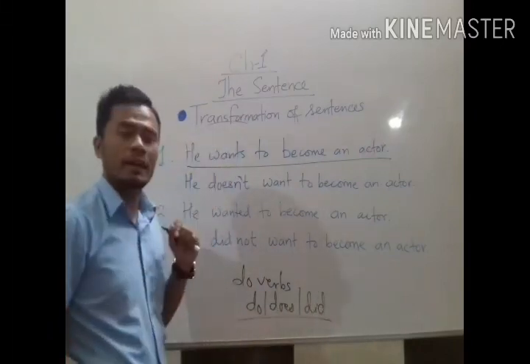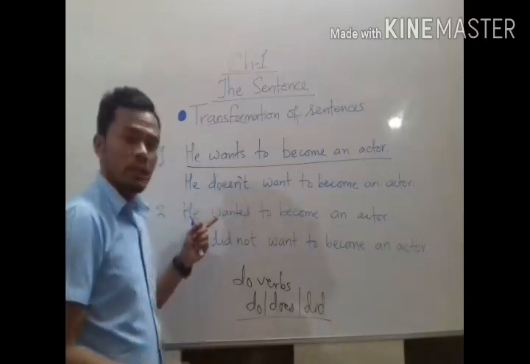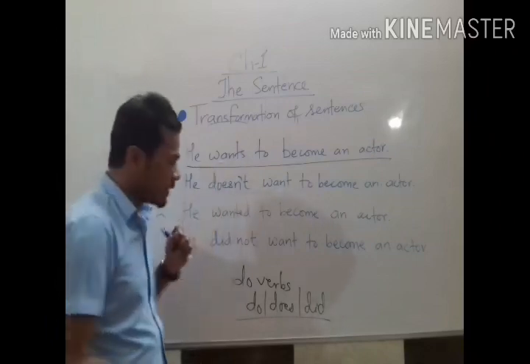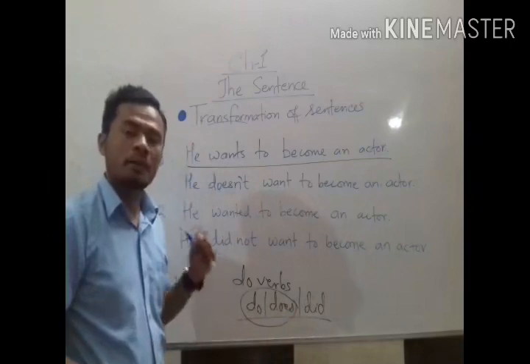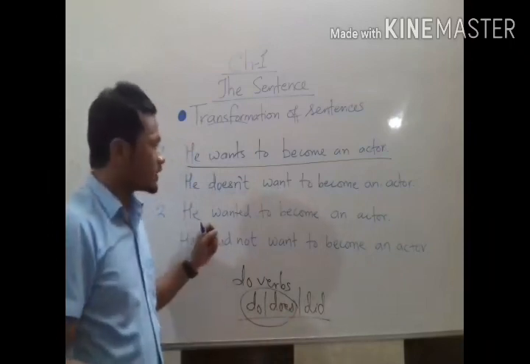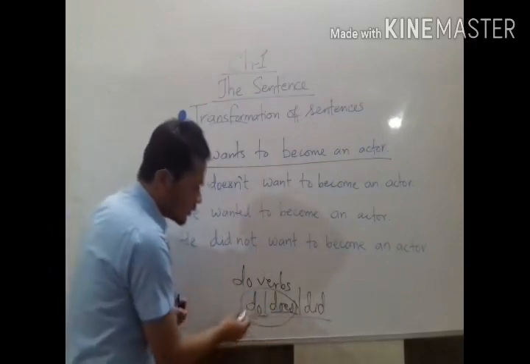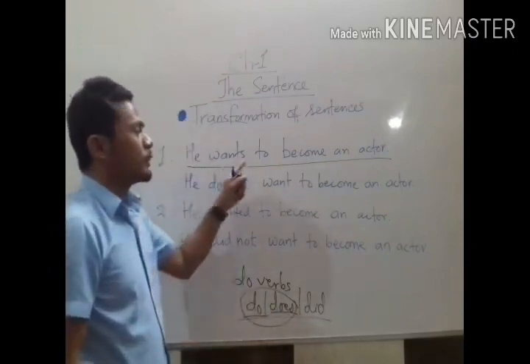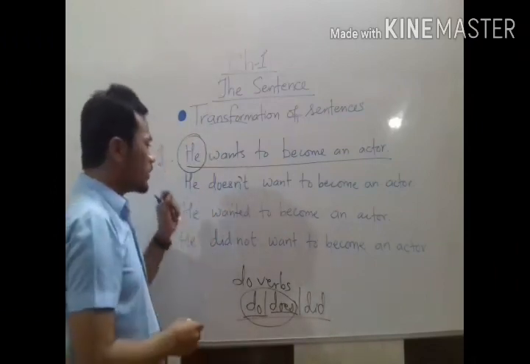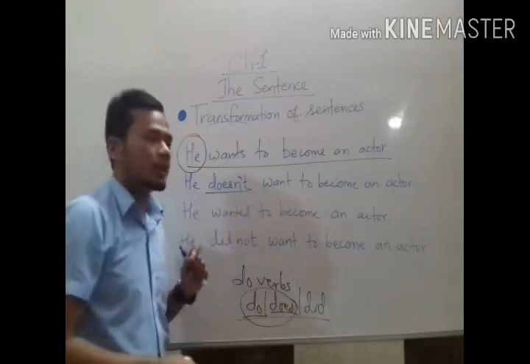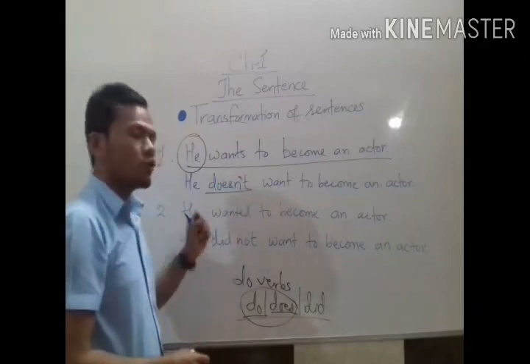Like, he wants to become an actor. We don't have any helping verb here. This is in simple present tense. So we will use either do or does. It depends upon the number of the subject. If the subject is singular, we use does. If the subject is plural, we use do. Here the subject is he, so he is singular. So I have used: he doesn't want to become an actor. This is a negative sentence.